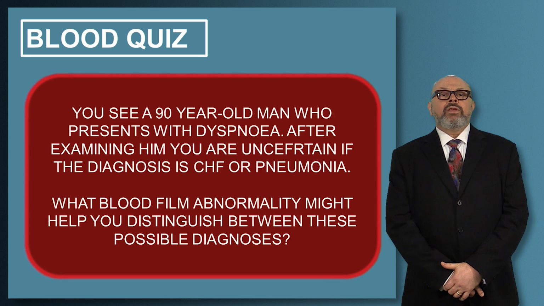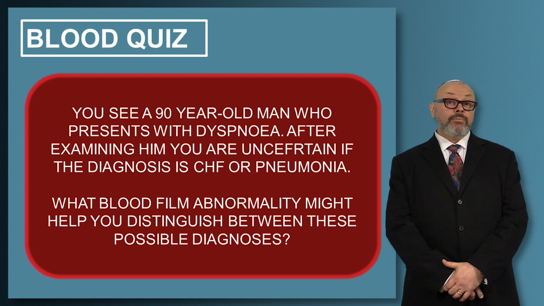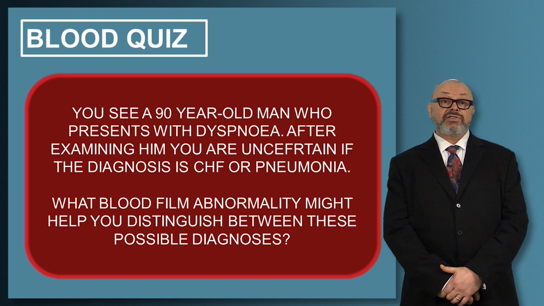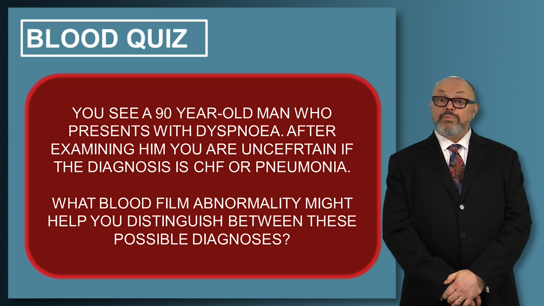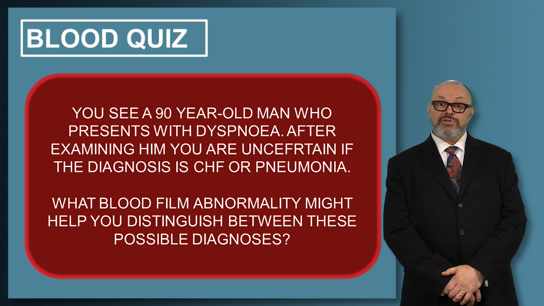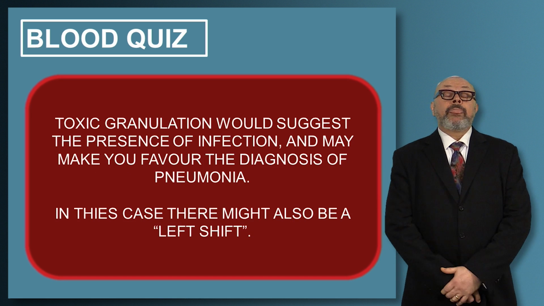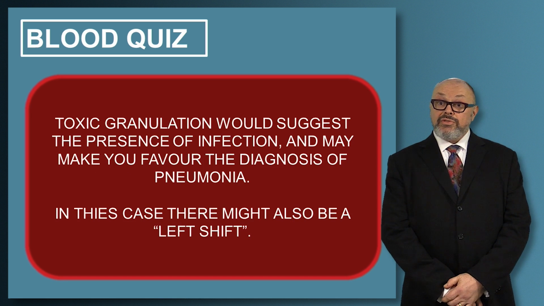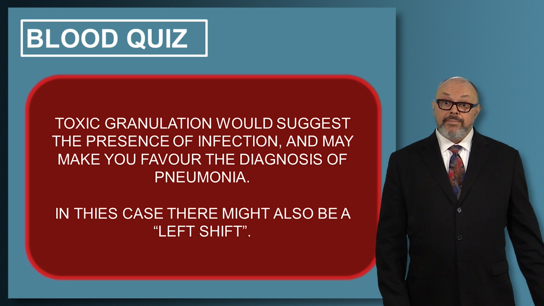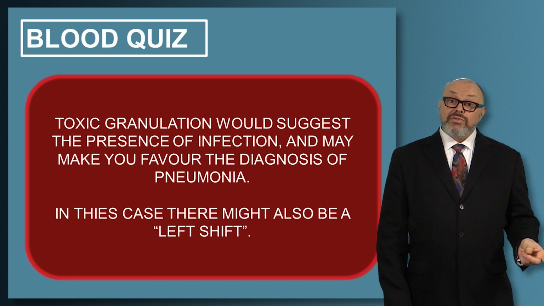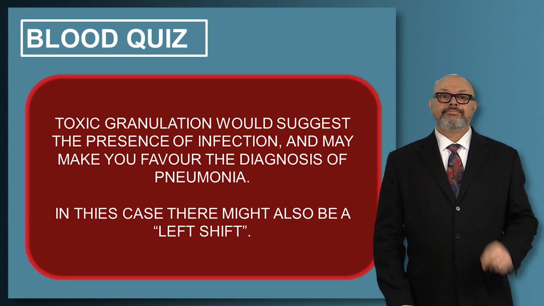Next question. You see a 90-year-old man who presents with dyspnea. After examining him, you are uncertain if the diagnosis is congestive heart failure or pneumonia. Which blood film abnormality might help you distinguish between these possible diagnoses? Pause the video and have a think. If you found toxic granulation of neutrophils, that would suggest the presence of infection and may make you favor the diagnosis of pneumonia. In this case, you might also see something called a left shift. And if you don't know what that is, watch the next video.